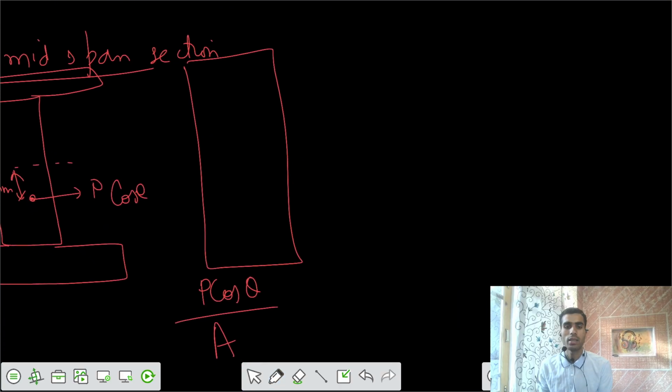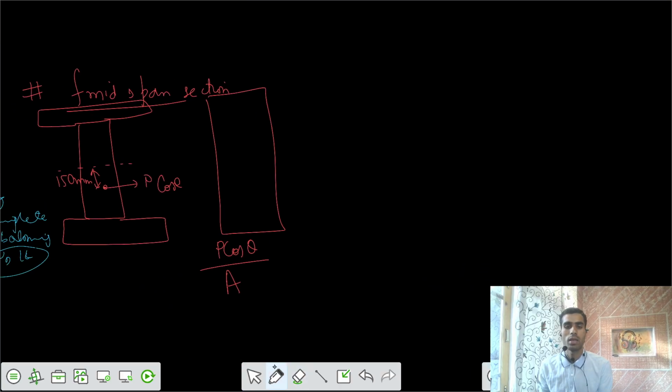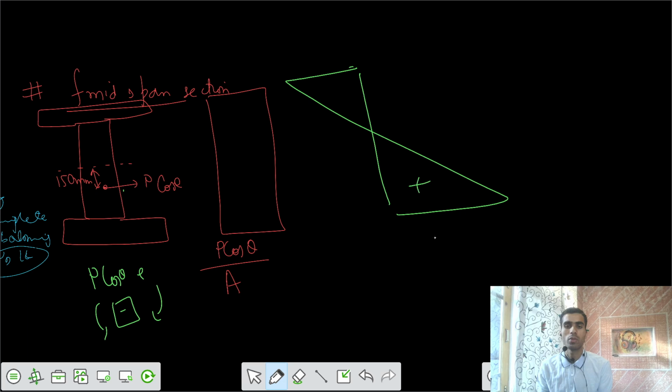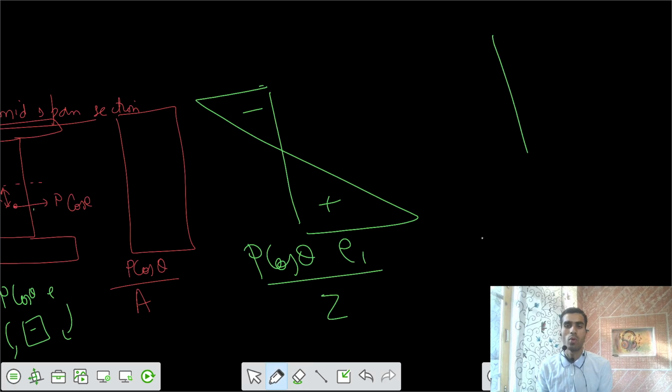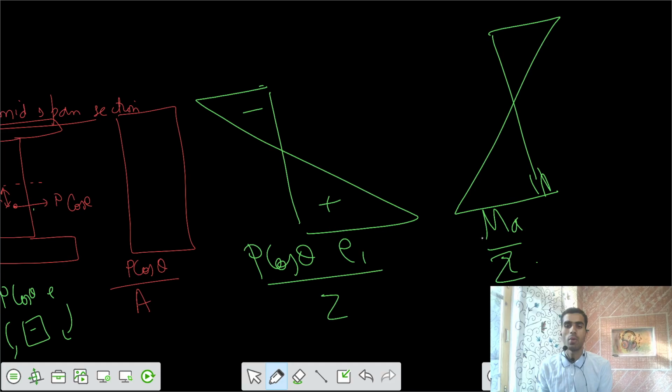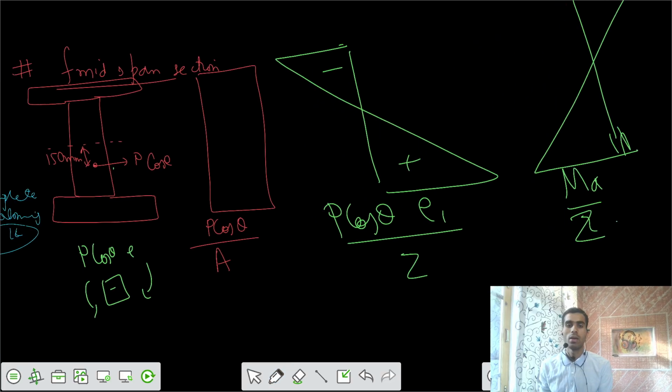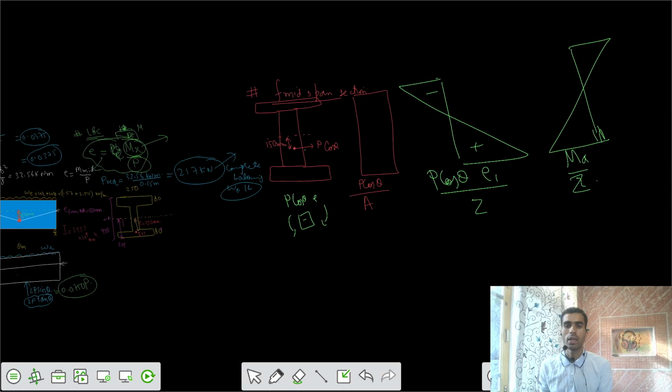And the second diagram, I want to check what are the values of those other effects. Because of this P cos theta into e, you have a hogging moment, negative diagram, top tensile, bottom compressive. That's P cos theta e by Z. And similarly, the third one is because of the moments we have applied at the midspan section, that was M all by Z. Now, can you tell me what's the net value we can have? What are the net stresses we can have at the midspan section?